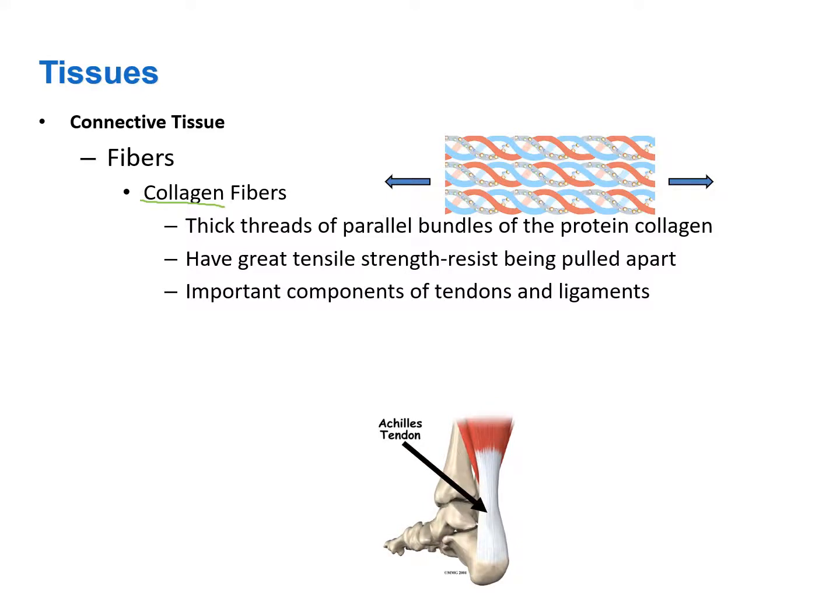As you can see here, this is your muscle, and then here is your bone, your heel. Where this black arrow is, this whole white thing, I'm going to do the outline, that is the tendon, and it has lots and lots of collagen fibers.